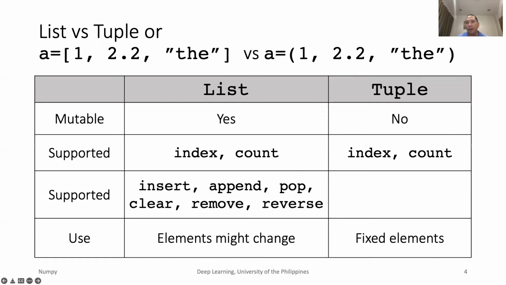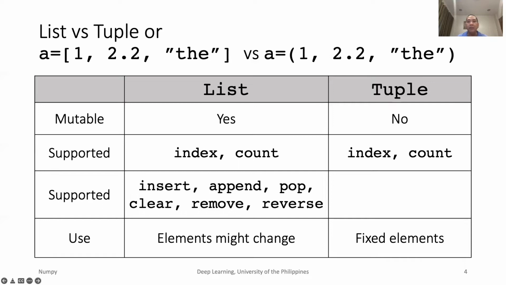Before we discuss NumPy, let us revisit the list data structure. In Python, there is a data structure that is closely similar to list. It is called tuple. A tuple looks basically like a list, except that it is enclosed in opening and closing parentheses. The differences can be summarized as follows. List is mutable, while tuple is not, meaning the elements in the list can change, while for tuple, the elements are fixed. Both support index and count methods.